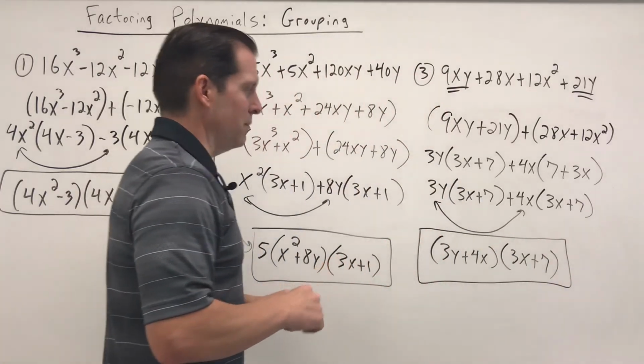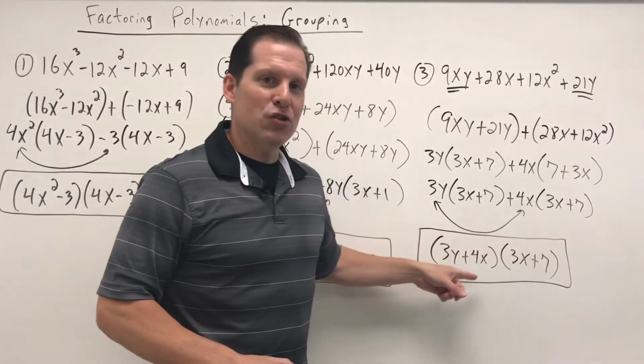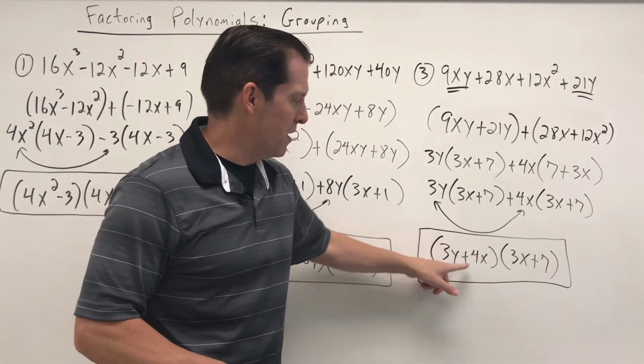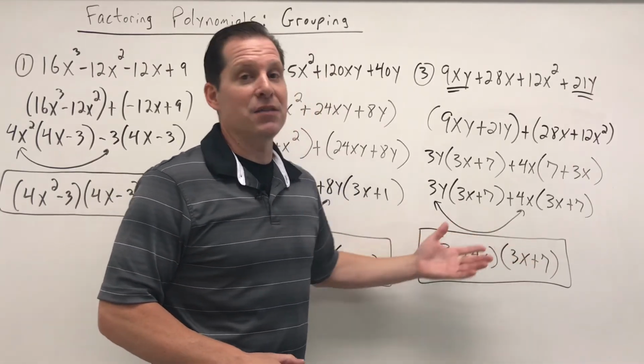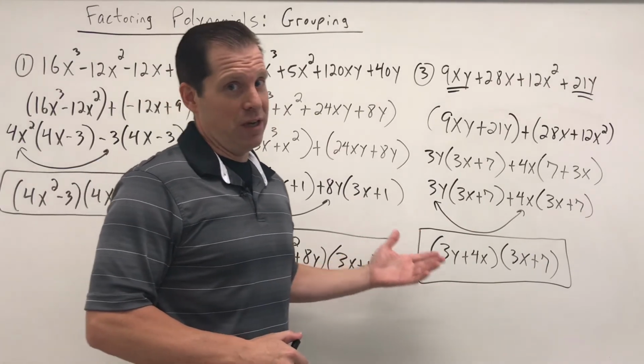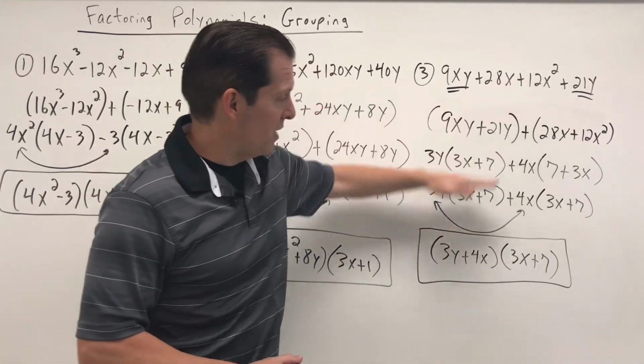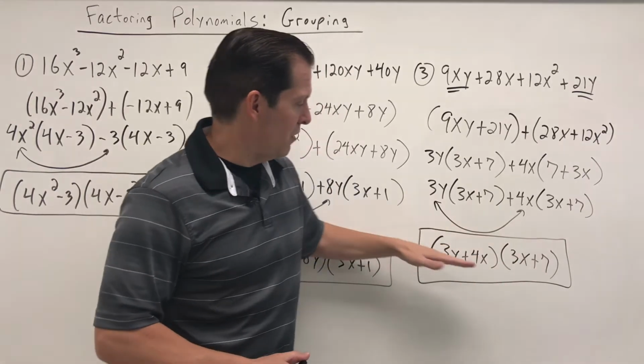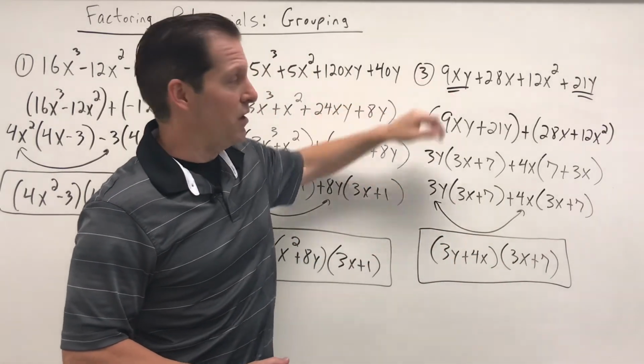Now, when my students do problems like this, they might have these terms in different order, like 4x plus 3y and 7 plus 3x, and they ask me if that's the same answer, and of course it is. So this is just the way that I set it up, and then your answer is right here. If you multiply this, you will get this term right here.